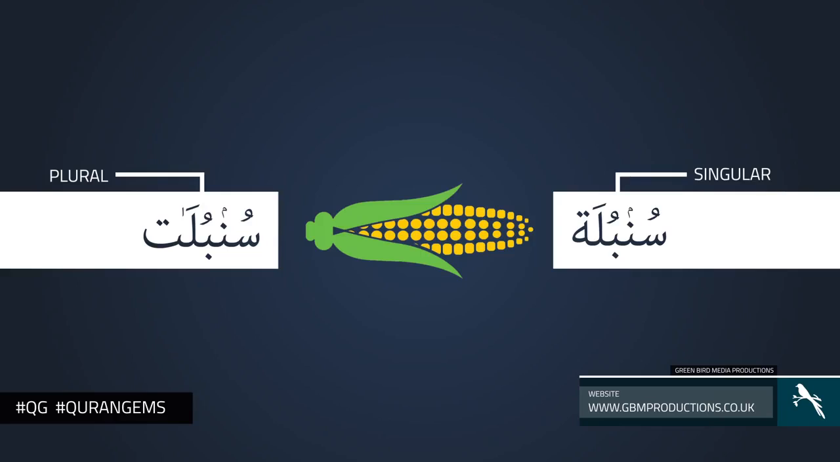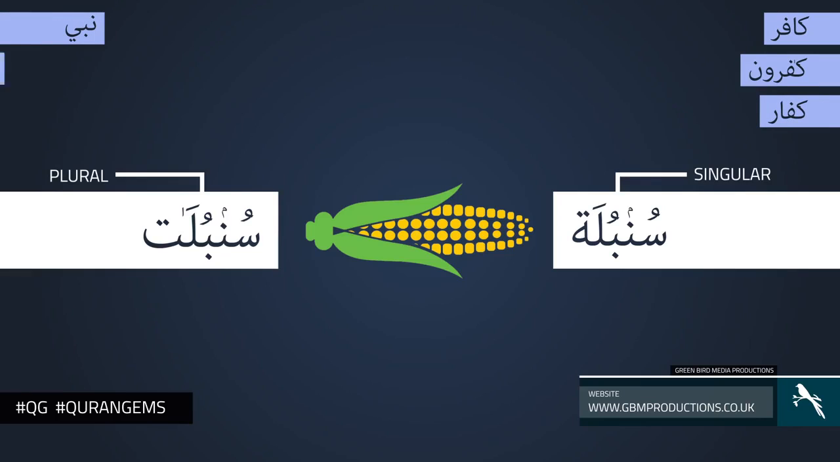I'll give you an example that you know. Kafir, kafirun, kuffar. Nabi, you can say nabiyun. You can say what else? Anbiya. You have multiple plurals. It happens all the time in Arabic.